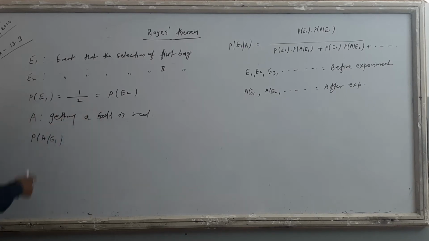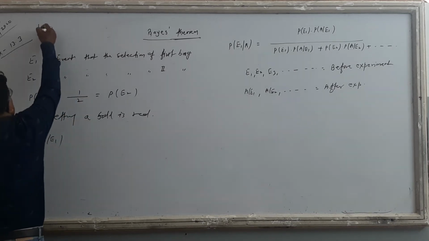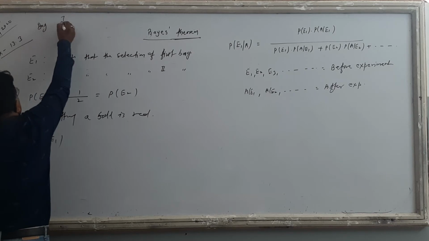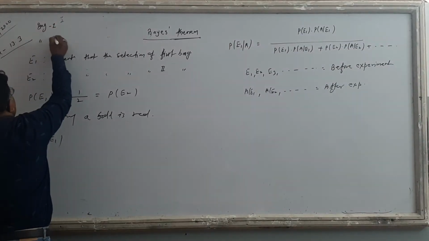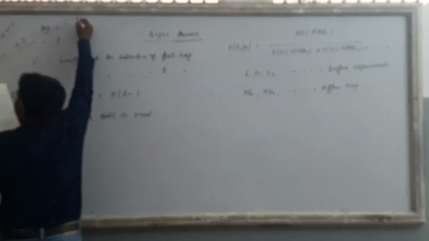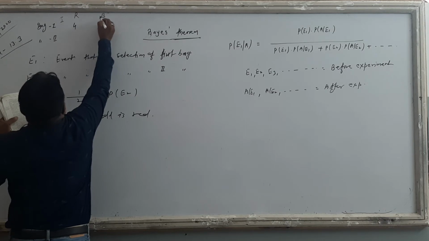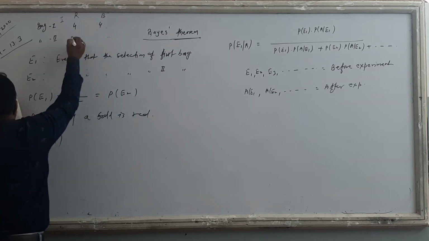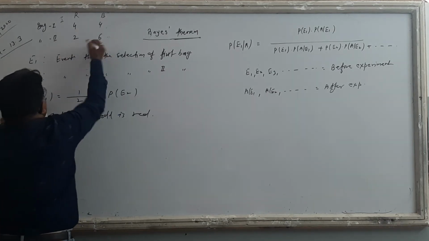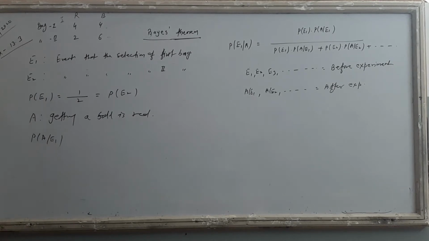Now, there are 2 bags: bag first and bag second. Bag first contains 4 red balls and 4 black balls, a total of 8 balls, but bag second has 2 red balls and 6 black balls. Okay, now decide. First, solve this question.